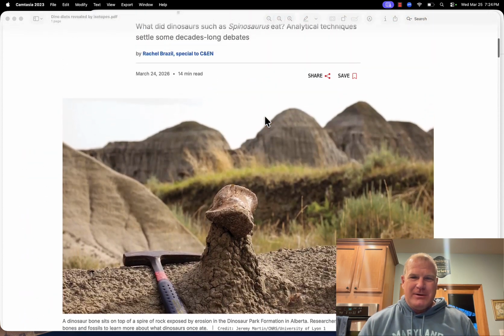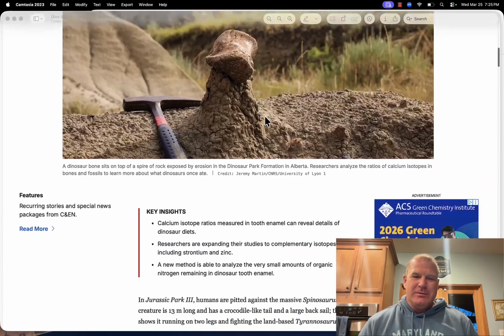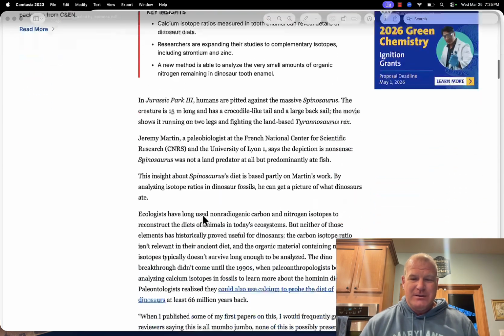How can we infer diets of dinosaurs? I mean, they've been dead for tens to hundreds of millions of years. So what can we gain from the fossils? We're looking at isotopes. So remember what isotopes are. They're elements that have the same number of protons but different numbers of neutrons, and from these different numbers of neutrons we can infer certain information.